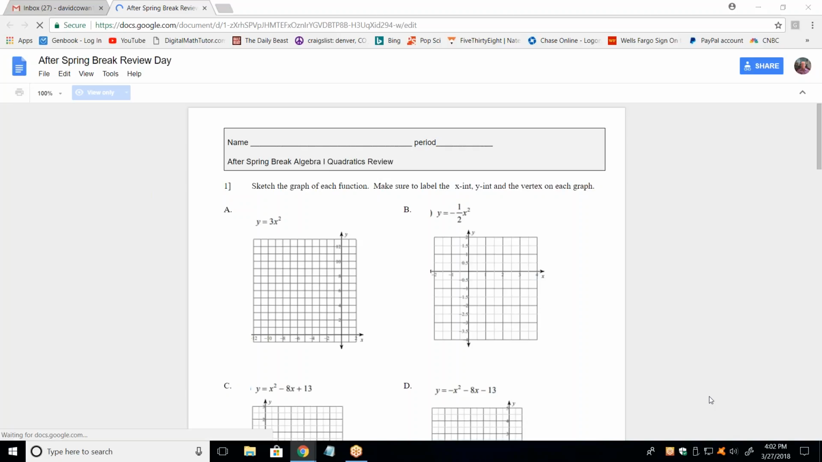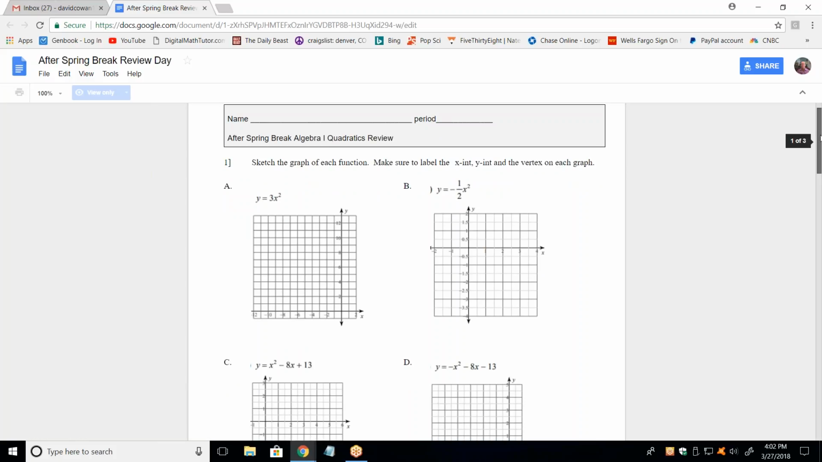A pencil with the eraser, there's one. All right. So where are we going to start here? I think we should start from the top. Okay.